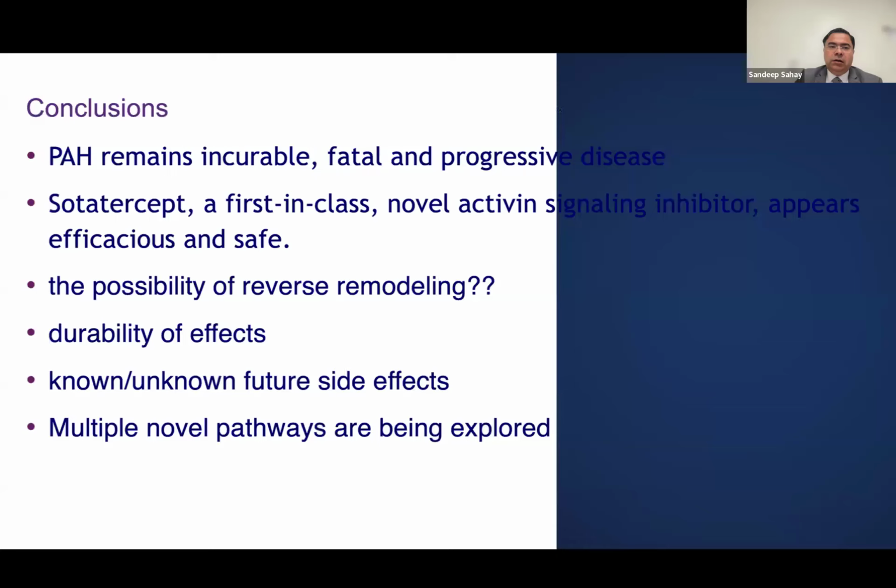So overall, as we know, PH is an incurable disease, and sotatercept is definitely a welcome addition. On the possibility of reverse remodeling, currently we do not have enough to really say how the drug works and exactly what is the best technique to prove that. We are also watching carefully the durability of effect with the newer therapeutics. We do not know any future long-term drug side effects.